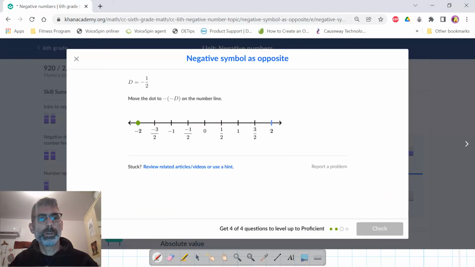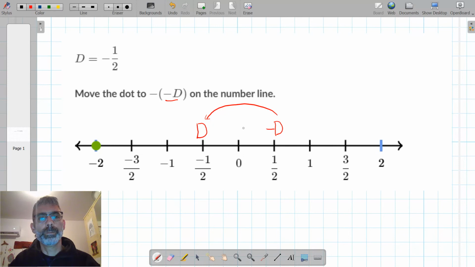Okay. So we move the dot to negative D. So we said that negative D is the opposite of D. So negative D is 1/2. And the opposite of this is here. So negative D, the opposite of negative D, is negative 1/2.